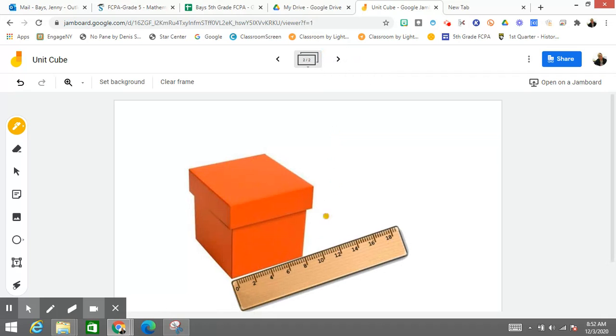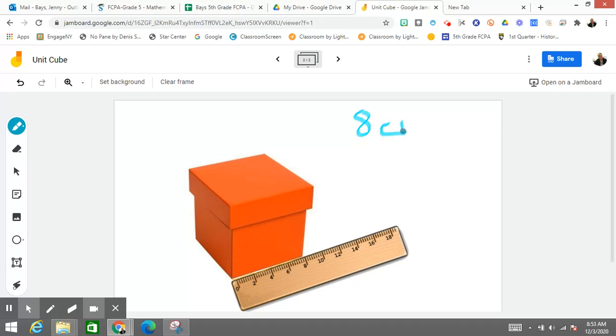Here's a box. If I measure the side of this box with my ruler, line up my ruler and measure, I could say the side of my box is 8 centimeters. That's its length. The side of that box is 8 centimeters.